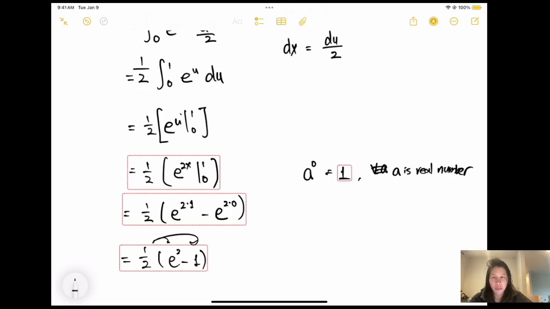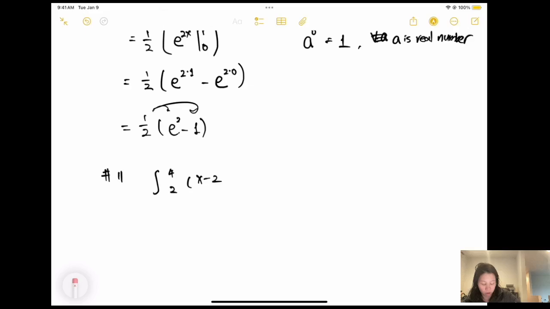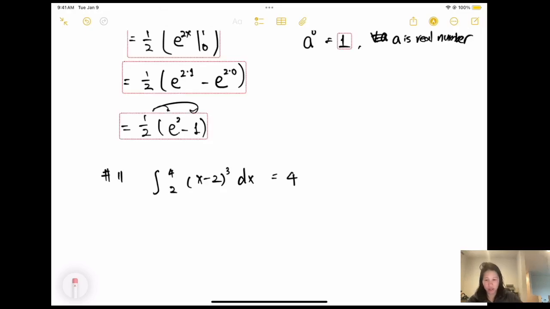Number 11 is relatively easy, so I'm going to skip that. I can give you the answer. For number 11, your final answer should be equal to 4. You can do the steps by yourself.